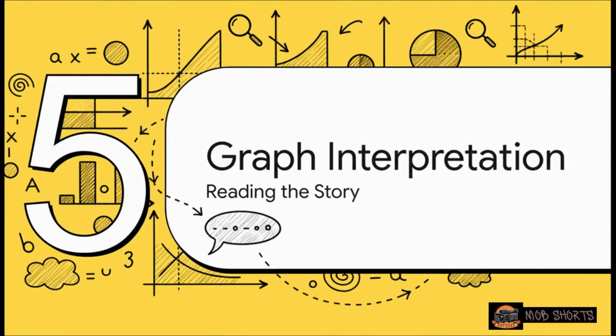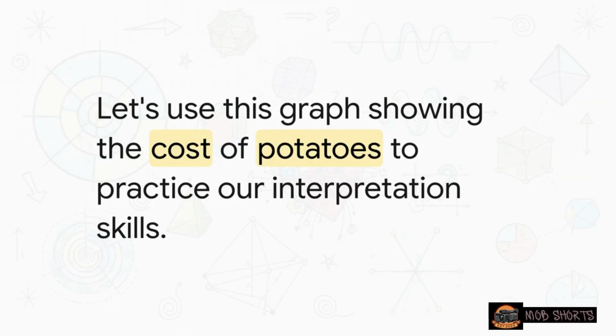Okay, so you've drawn a perfect graph. Now what? Well, now you need to be able to read the story it's telling you. This is where most of the marks in this whole section are won or lost, so let's make sure we know exactly what we're doing. All right, let's use this simple graph about the cost of potatoes to practice the two main skills you'll be tested on. We're going to practice reading from the bottom axis up and from the side axis across.